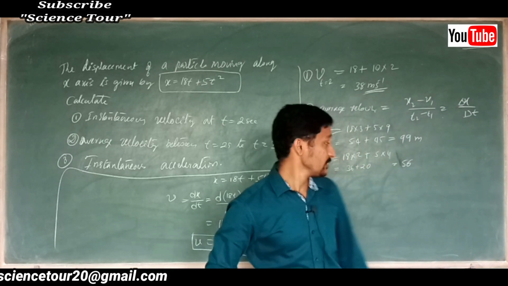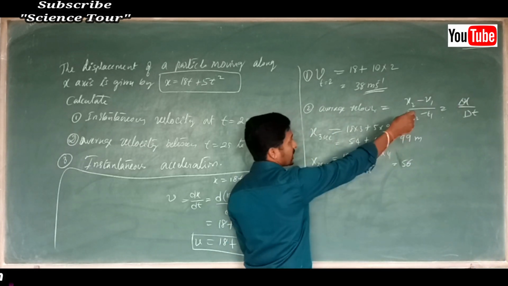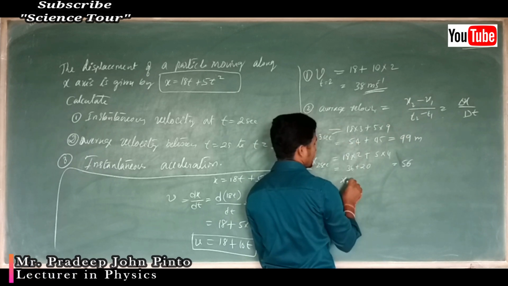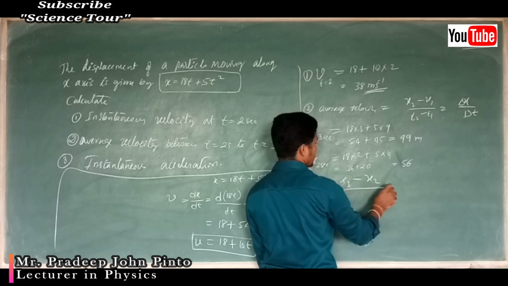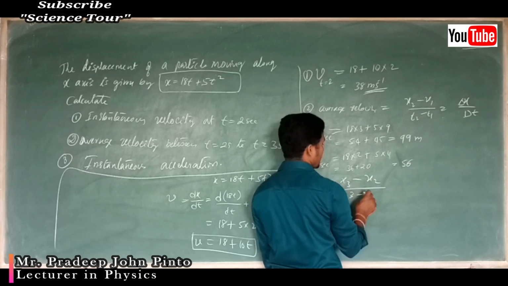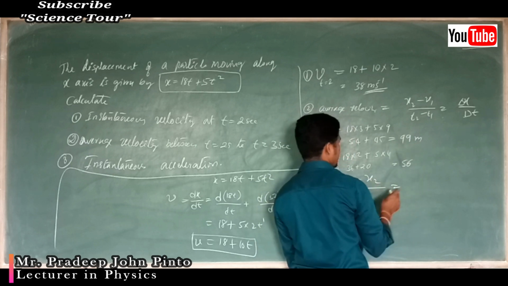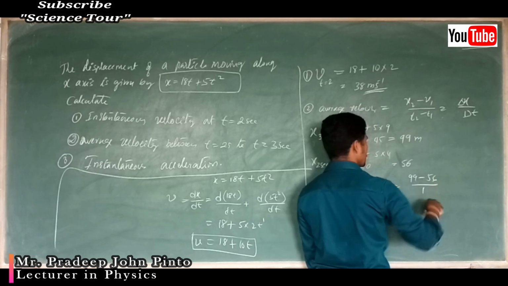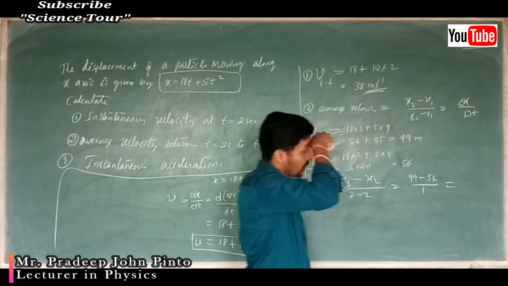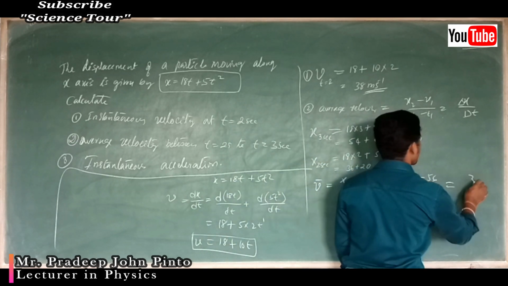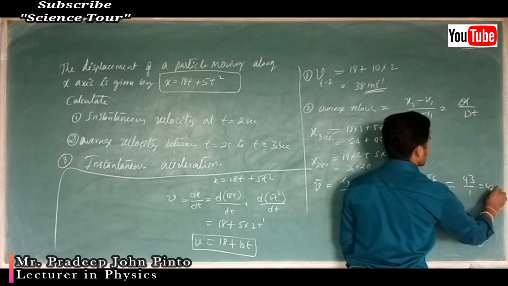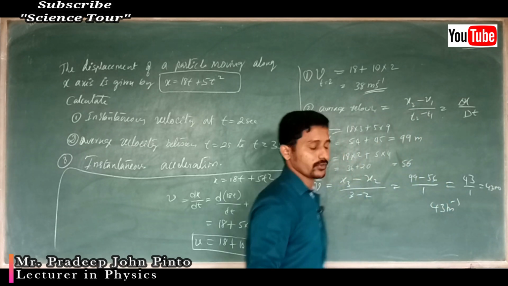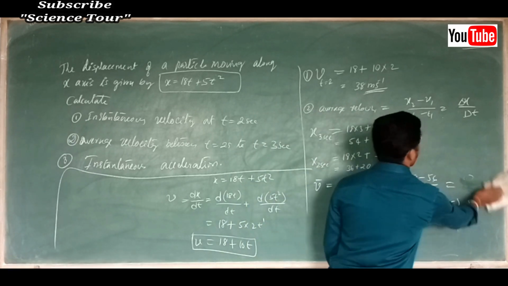Now average velocity will be how much? Average velocity is x2 minus x1, so x at 3 seconds minus x at 2 seconds divided by 3 minus 2, the time interval. So x3 is 99 minus 56 divided by 3 minus 2, which is 1, which is equal to 43 meter per second. 43 meter per second you are going to get.